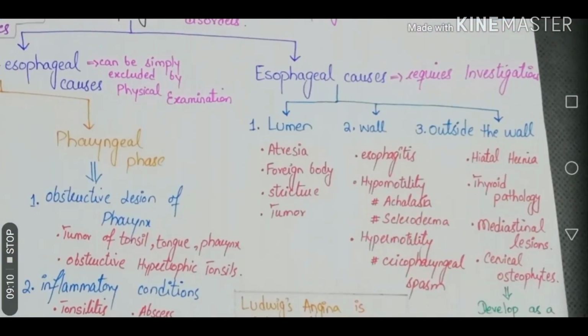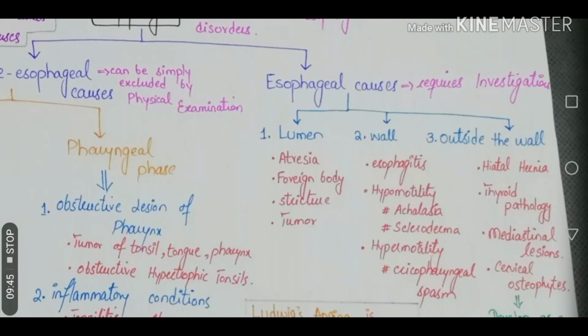Now, further talking about the second bigger subdivision for dysphagia, the esophageal causes. Now, there were three subdivisions. If there is any pathology of the lumen or wall or outside the wall, they will cause esophageal dysphagia. Talking about the lumen, if there is narrowing, for example, by atresia or a foreign body or stricture in case of Plummer-Vinson syndrome or any other stricture as a result of any endoscopic procedure, it could be an etiology. And then talking about tumors.